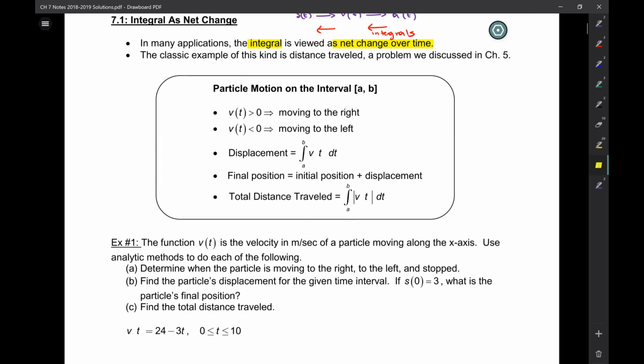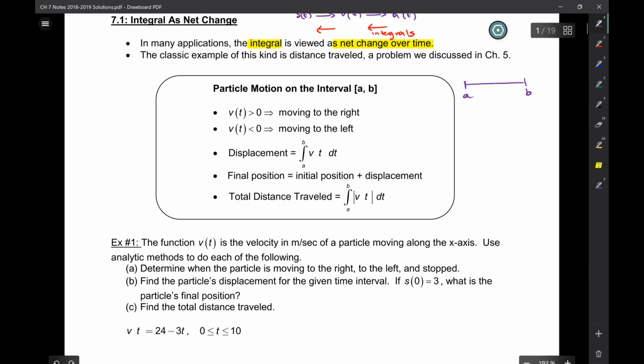All right. So the best example to see this is when we talk about particle motion. So let's talk about particle motion on the interval A to B. What that means is this particle is literally moving back and forth in that region of A to B. Let's recall a couple of things. When the velocity is positive, we say the particle is moving to the right. That is the only way to know.